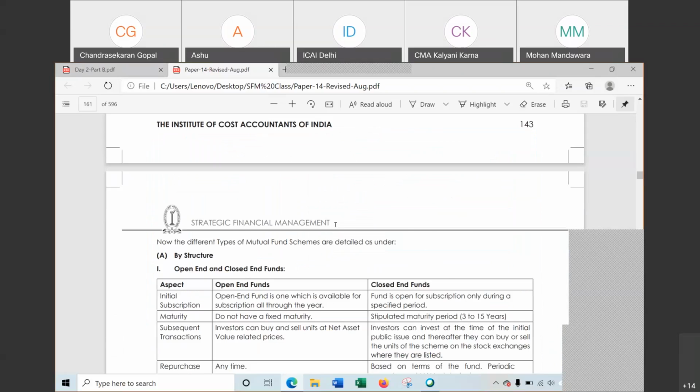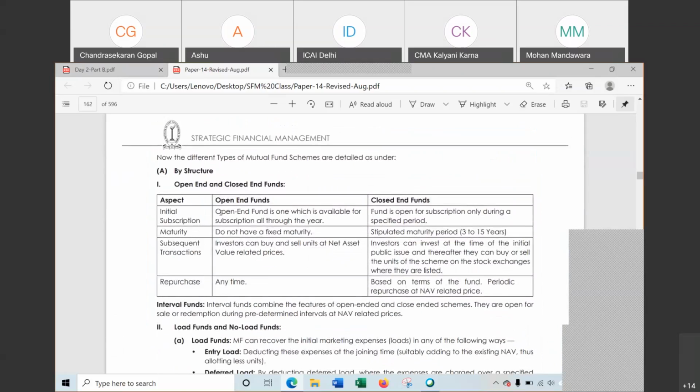So the difference between open end and closed end is given here. An open-end fund is one which is available for subscription throughout the year because it is not issued only during the IPO, so it can be bought or sold anytime, repurchased anytime. They do not have a fixed maturity. In the case of closed end, the maturity period is 3 to 15 years. Now next, in open end, the investor can buy or sell at NAV. In closed end, the price will be the initial offer price, and one can invest at the initial public issue price. So this is open end and closed end. For the theory, what is the difference between open end and closed end?